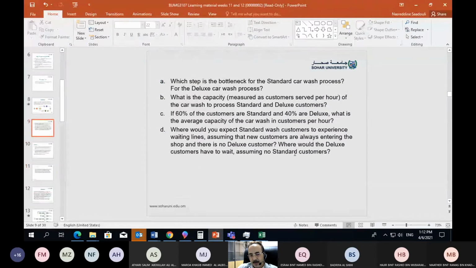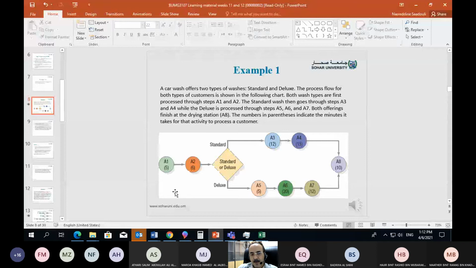For the deluxe, we can do this here. From A1 to A2, obviously, it's faster in A1, so there will be a queue in front of A2. From A2 to A5, will there be a queue? No, because as you can see, it takes a shorter period of time in A5 than it does in A2. 5 versus 6, so from A2 to A5, there is no queue in front of A5. How about in front of the bottleneck? Yes, it takes a shorter period of time in A5, which is actually the rate of A2, and therefore there will be a queue in front of A6.